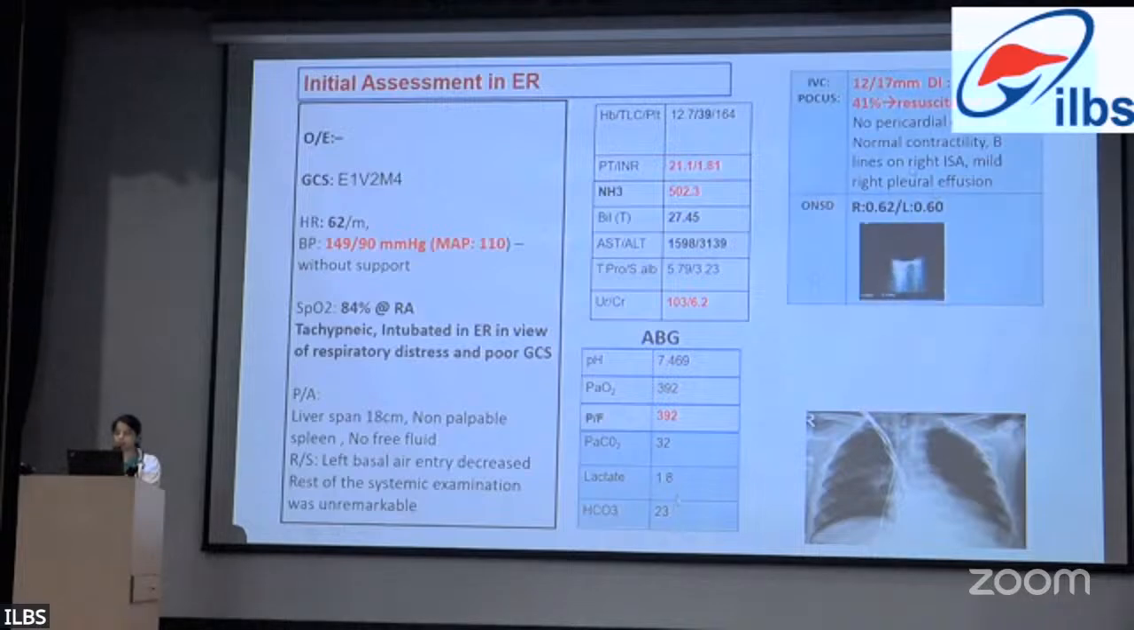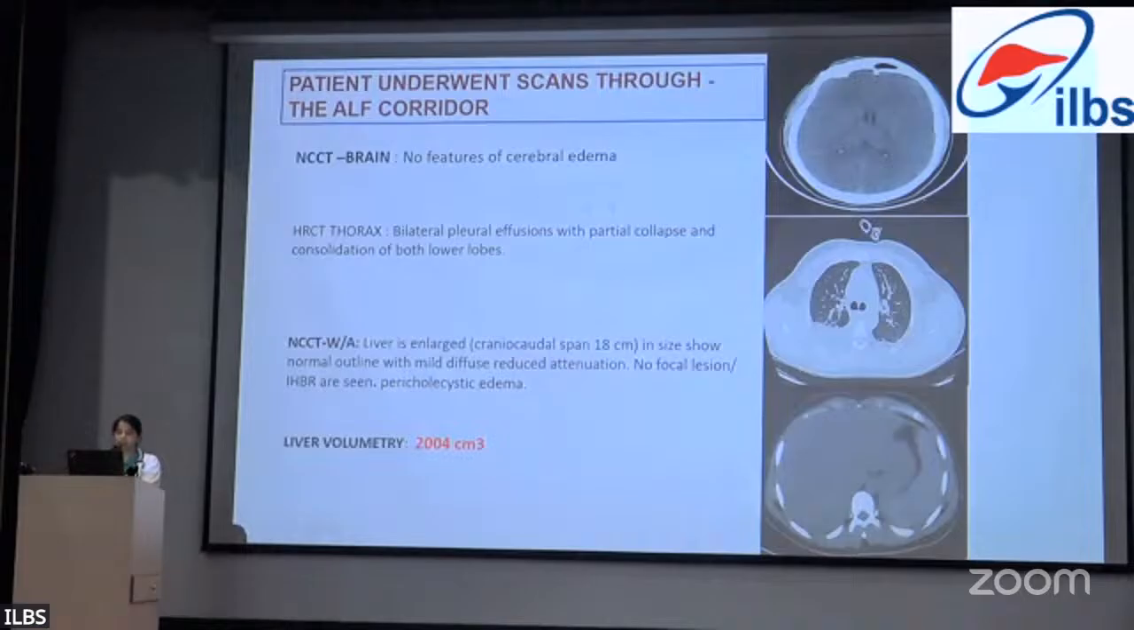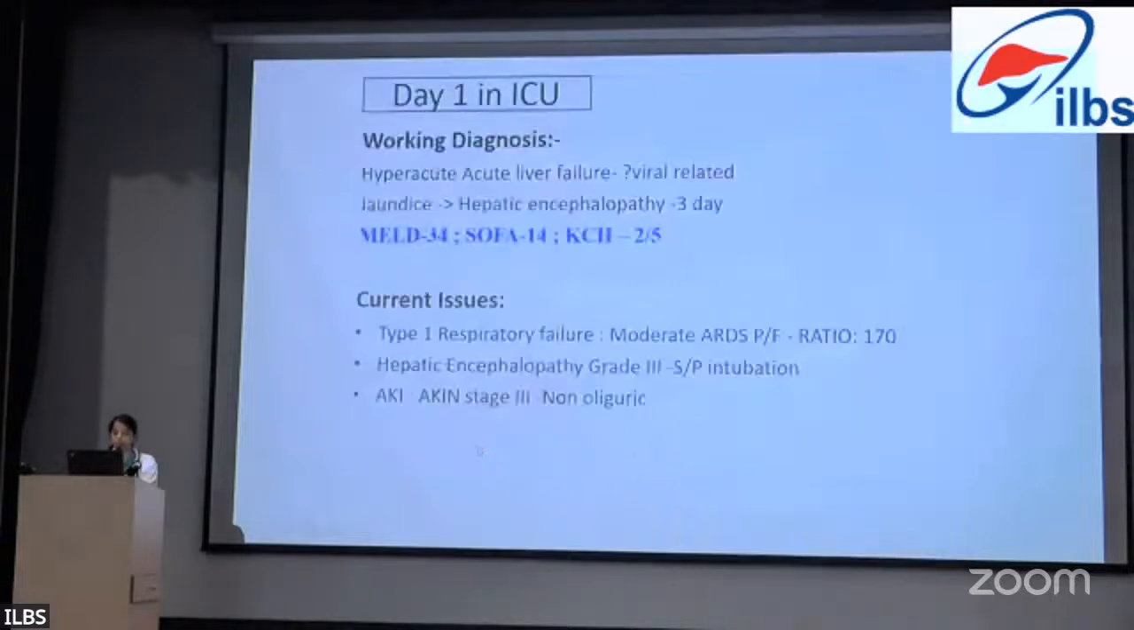His IVC was collapsible. IV fluids were given in ER and his ONSD was 0.62, 0.60. He underwent the scans through the ALF corridor. CT brain did not reveal any features of cerebral edema. CT thorax showed bilateral pleural effusions with partial collapse and consolidation of both lower lobes. NCCT whole abdomen revealed an enlarged liver, 18 centimeter, with diffuse reduced attenuation and no ascites or perihepatic fluid. Liver volumetry was 2004. So working diagnosis that was made was a hyperacute liver failure, likely viral related.